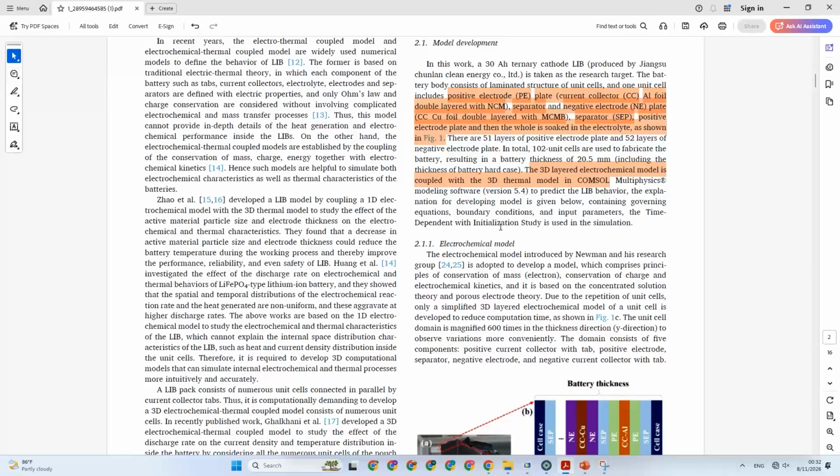To predict the LIV behavior, the explanation for developing the model is given below. It contains the governing equation, boundary condition, input parameter, and the time-dependent study with the initialization study.